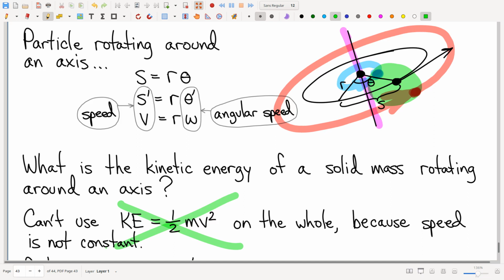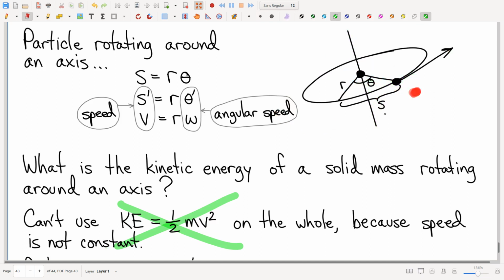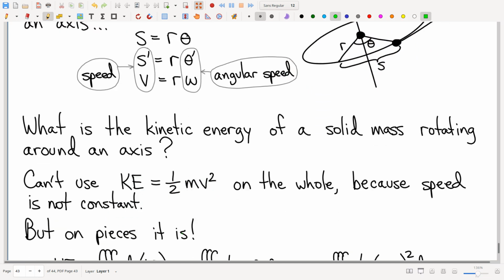Here's what's nice. Even though the linear speed, v, is not constant, the angular speed is. Every object in this entire lump makes 2 pi change of angle per rotation because rotation means that a full turn is an angular change of 2 pi. So what we're going to try to do is to rewrite our kinetic energy formula in terms of angular speed.